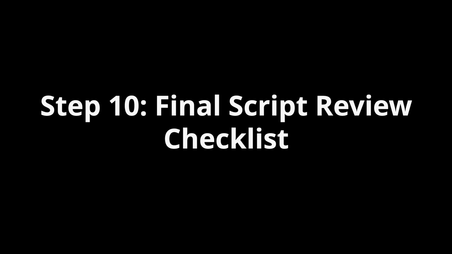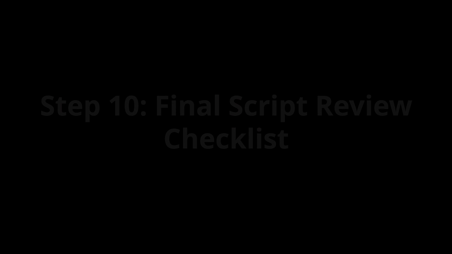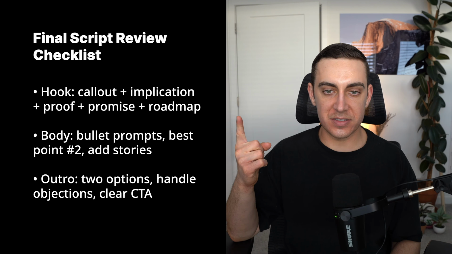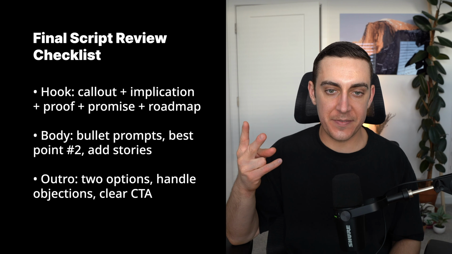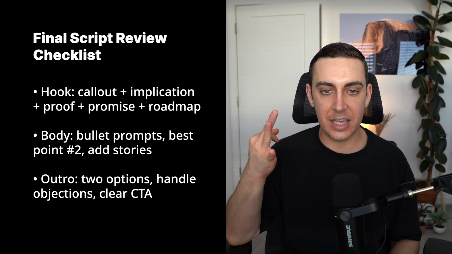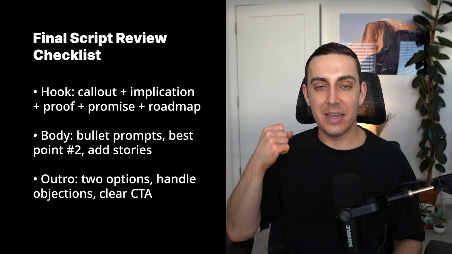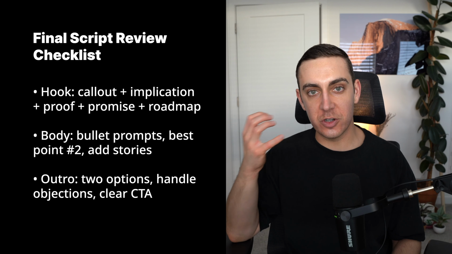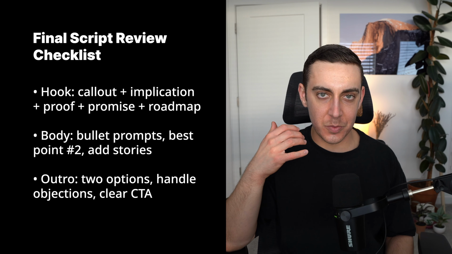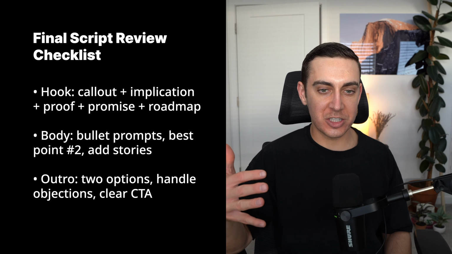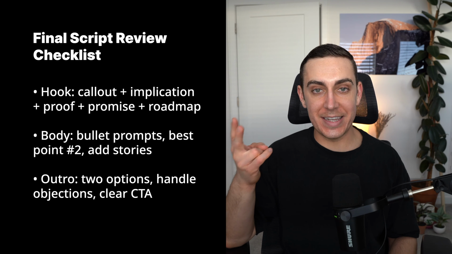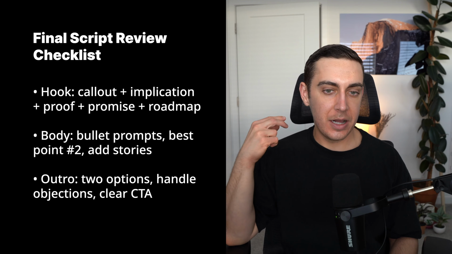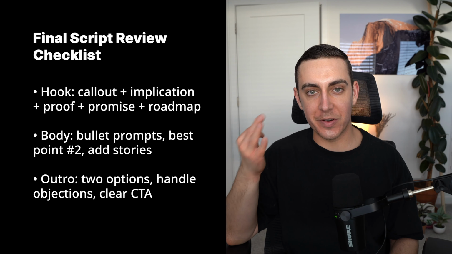And then step number 10 is you want to go through a final script review checklist. So audit your hook. Does it call out the right person in the first 5 seconds? Is there a specific proof point and a clear promise? Does it give a roadmap? Then do a body audit. Is the body of the script going to help you expand on points and actually use your brain and your experience to really nourish and teach the people who are watching the video? Is your best point landing in the second main point? Is there at least one story that makes the viewer feel something?